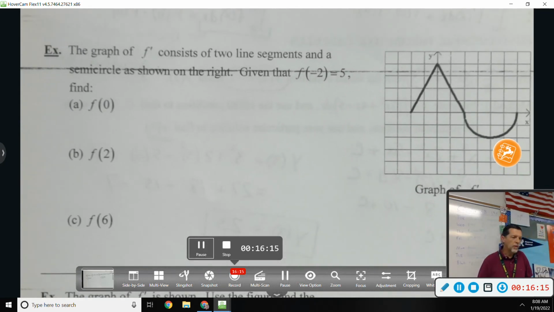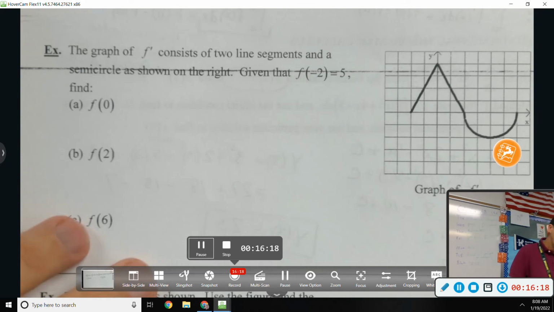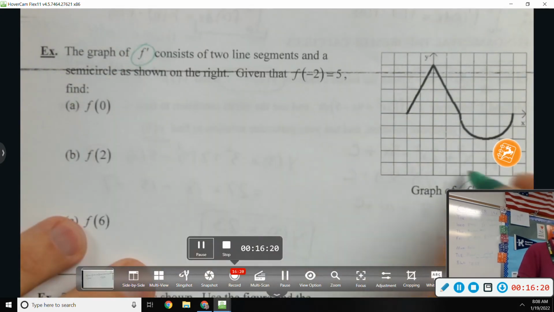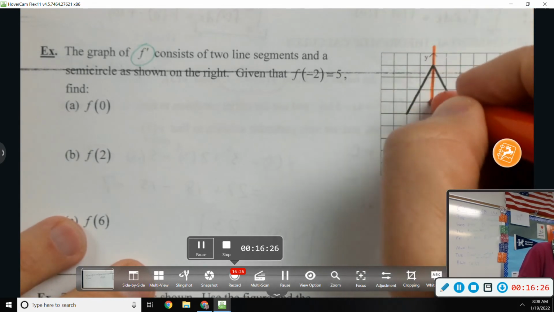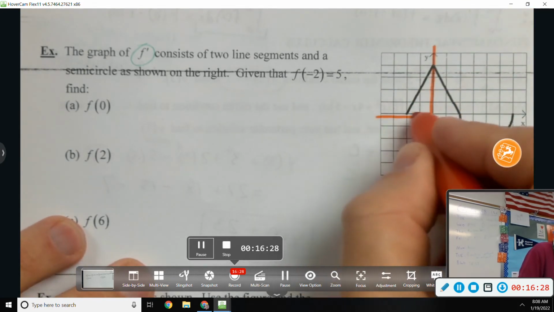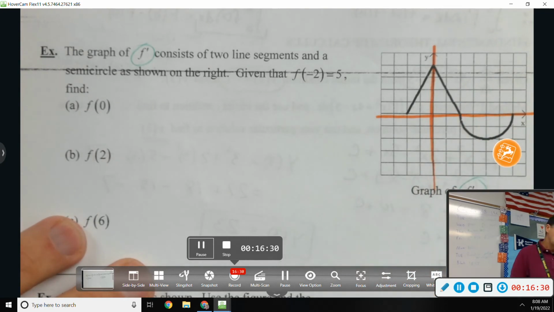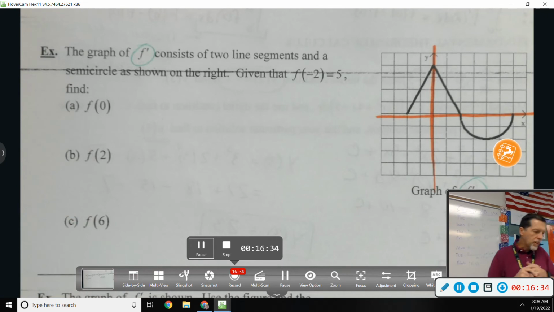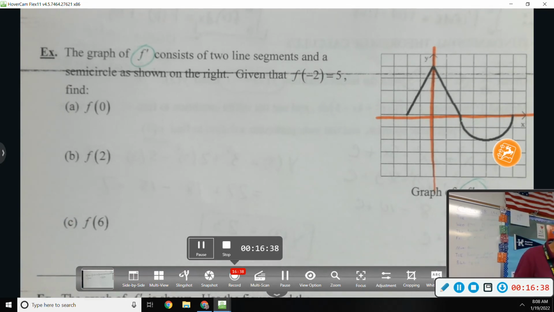All right, flip it over. The graph of f prime, again, remember what you're looking at, the graph of f prime. And maybe we should be careful about where the axes are. It's kind of hard to tell. It consists of 2 line segments and a semicircle as shown on the right. Given that f of -2 equals 5, find f of 0.